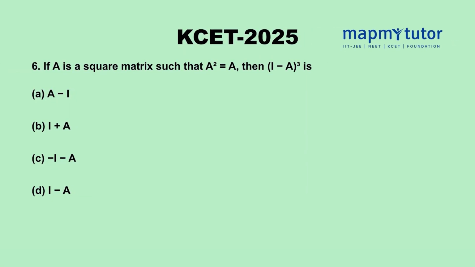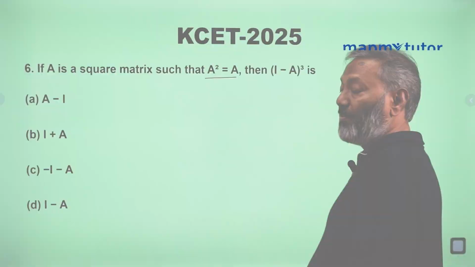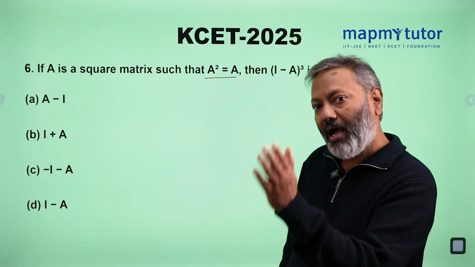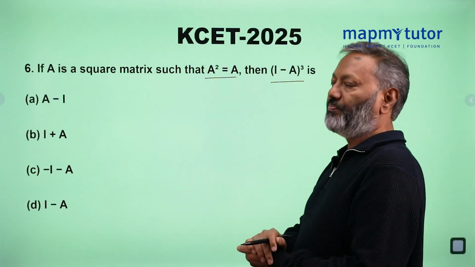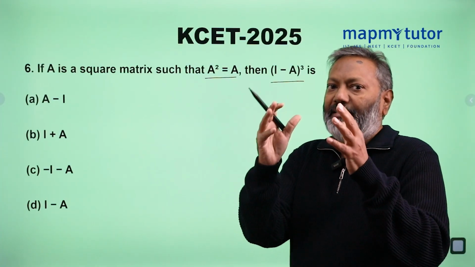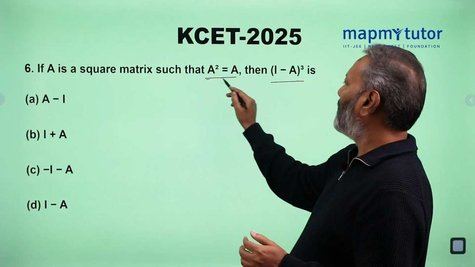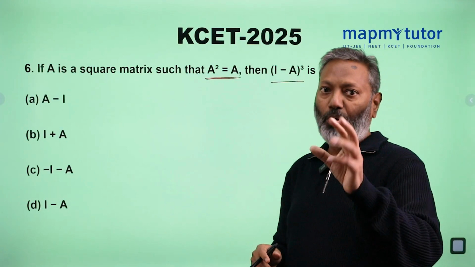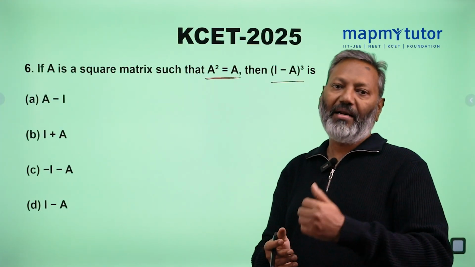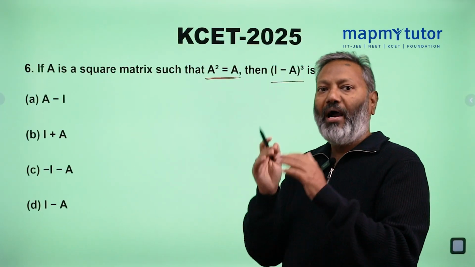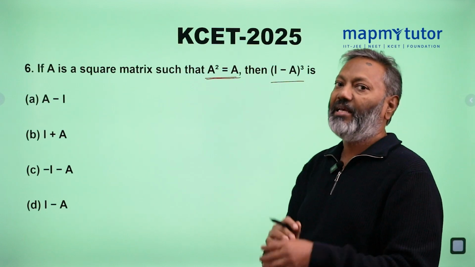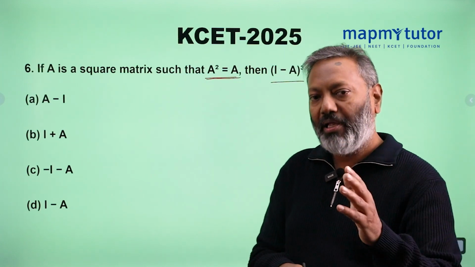If A is a square matrix such that, look at this condition, A square equal to A. That means if you multiply A with A, again you will get A. Okay. Then what is I minus A whole cube? Anybody, can you just suggest one matrix which satisfies this condition? Very well known matrix, that is identity matrix. If you multiply I with I, again you will get I. So I always satisfies this condition, A square equal to A. But not only I, many other matrices also can satisfy.